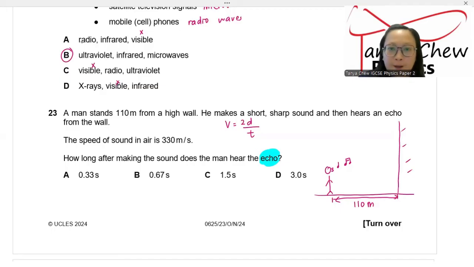So how long? Okay, make time as the subject. T is equal to 2D over V. So 2 times the distance, 110 divided by 330, you are supposed to get 0.67 seconds. So B is the answer.